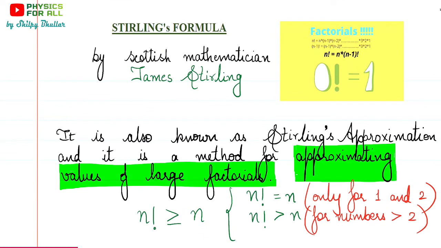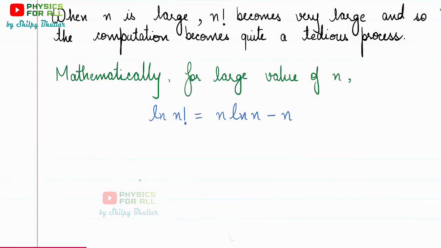This method is also known as Stirling's approximation, a method for approximating values of large factorials. Whenever we have a really large number, we can make use of this formula. It is of great help especially in physics, in statistical physics and thermodynamics, where we deal with a large number of atoms or molecules. Now, what does it say?